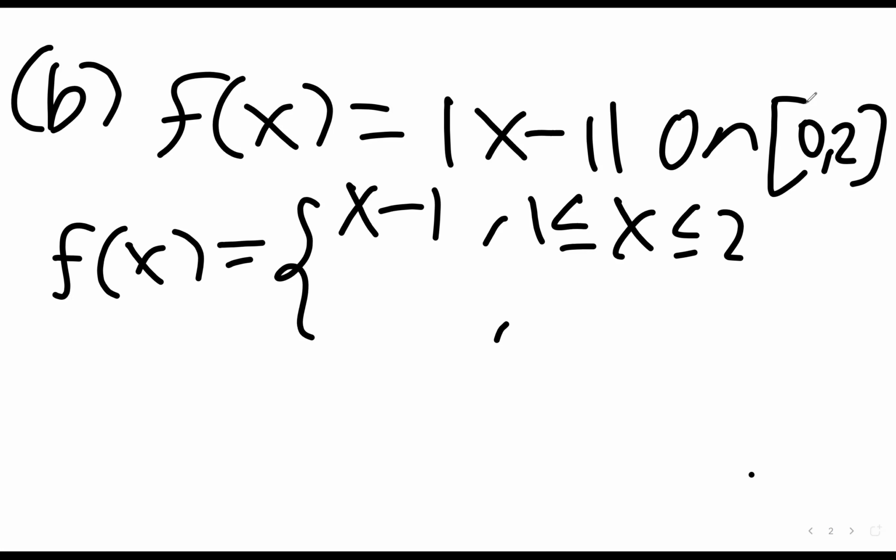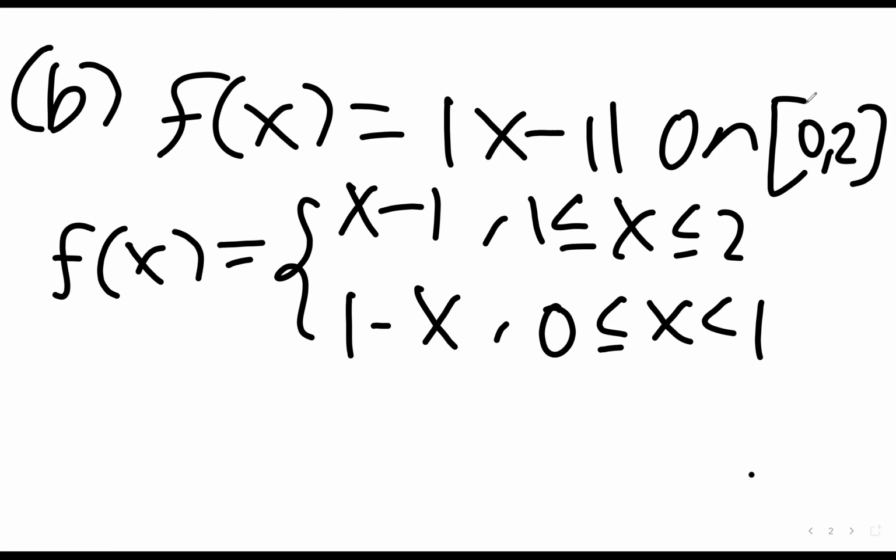And on the other hand, if x is greater than or equal to 0 but less than 1, you see that if x is less than 1, x minus 1 is negative. So the absolute value of x minus 1 becomes 1 minus x. Okay, so in this case, you'll see that for any point except x equals 1, this function is differentiable.